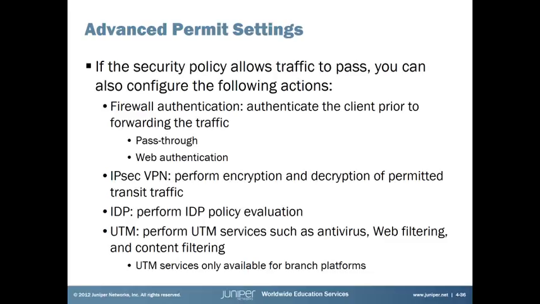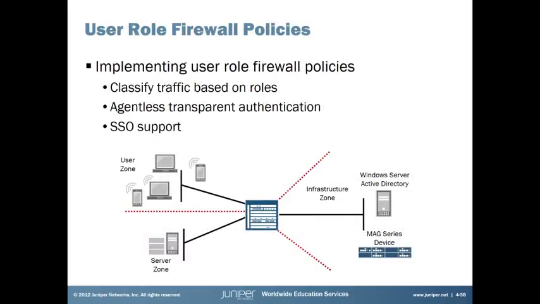We can invoke IDP. So we'll say, yes, the traffic matches, we're going to permit it, but we're going to feed it now into this IDP process and perform IDP policy evaluation, intruder detection and prevention. We can perform UTM with it. We can perform both of them actually if we wanted to. So we can do things like antivirus, web filtering, content filtering. So all these things are possibilities and options that we can do with traffic that we permit.